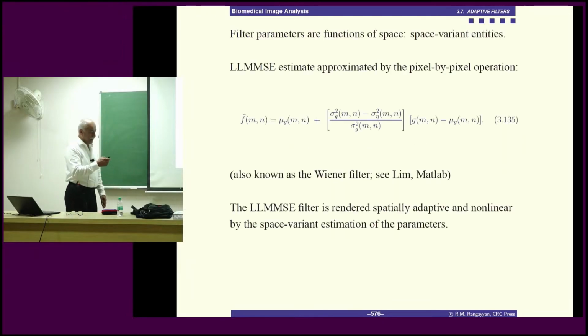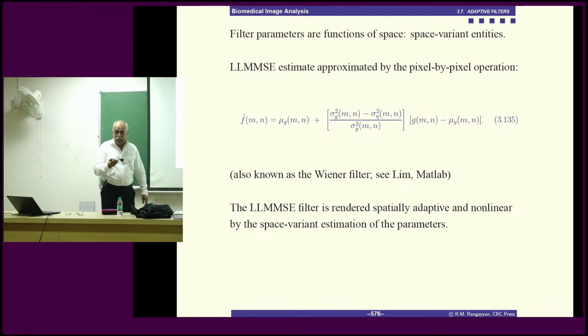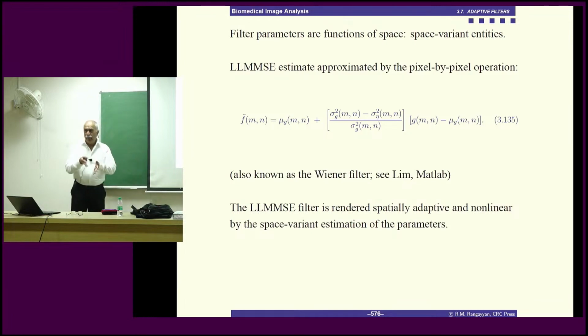Okay, let me get to the interpretation of this. This is the filtered image, F tilde, the estimate of the original. Mu G, where G is the given image, is a local average in a window, whatever size you choose it to be. G is the given image at that pixel, minus mu G, subtract. This is the weighting factor: sigma square G, the variance of G, the given image at that location, minus sigma square eta MN, the variance of noise at that location, divided by sigma square G. Sigma square G you can compute from the given image.